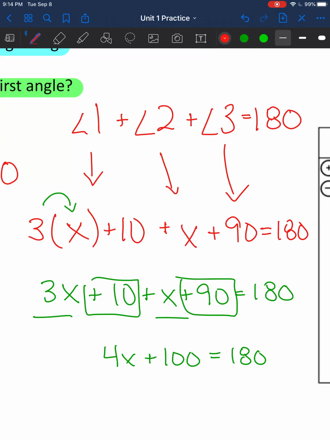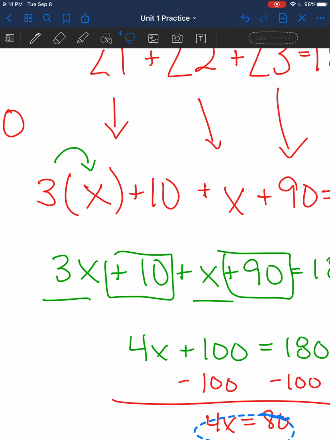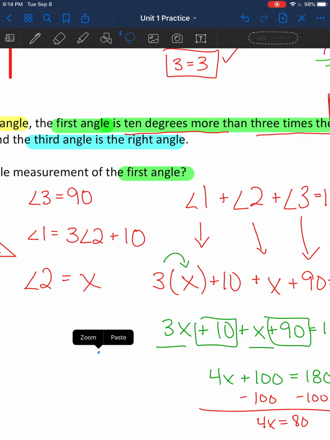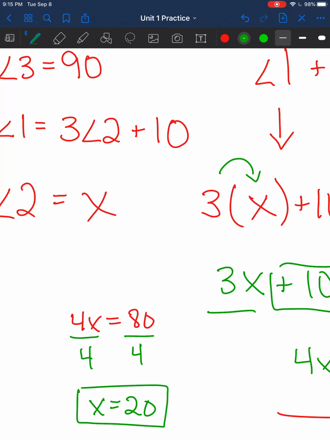I have my variables on the left, but in order to get my constants on the right, I'll take away 100 on both sides, and I have 4x equals 80. I'm going to copy this so I can do the last step. In order to isolate x, if I know that 4x is equal to 80, then I can divide by the coefficient of x. If I have 4 x's, then that means that each x is worth 20. So x has a value of 20.